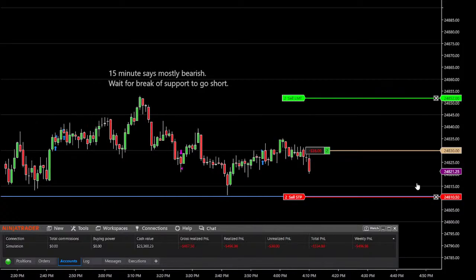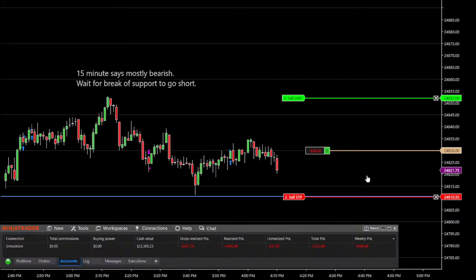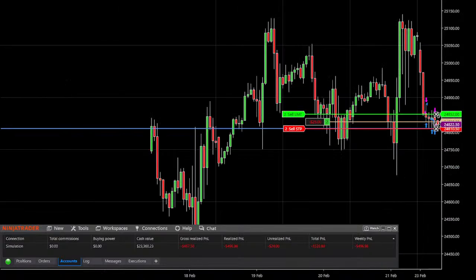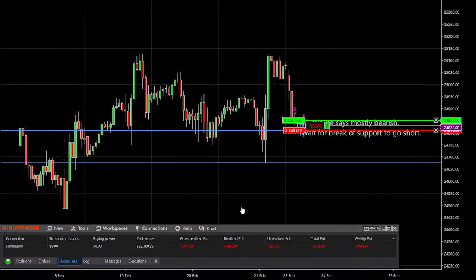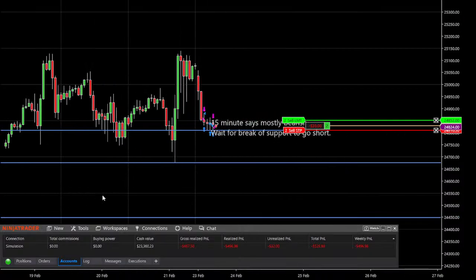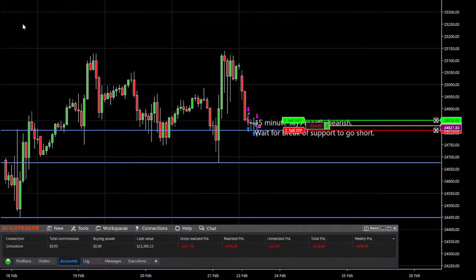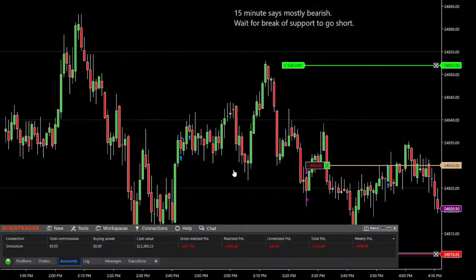Alright, that's not looking good. I hope it breaks support. Let's see what support looks like on a bigger time frame. So I think I'll add more support here and here. Maybe add a resistance here. And then let's do that for gold as well.